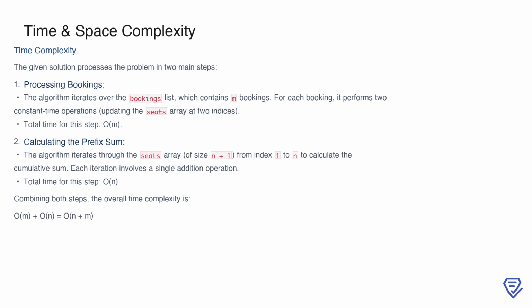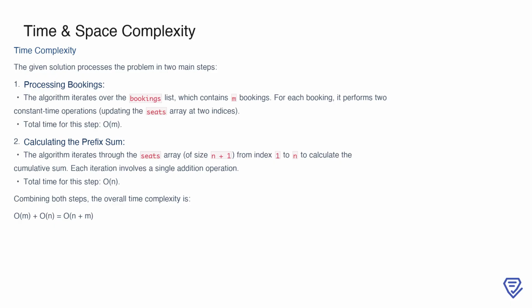In analyzing the time complexity of our solution, we can break it down into 2 main steps. First, we process the bookings. The algorithm iterates over the bookings list, which contains m bookings. For each booking, we perform 2 constant time operations, updating 2 specific indices in the seats array. This means the total time for processing all bookings is proportional to the number of bookings, or O(m).